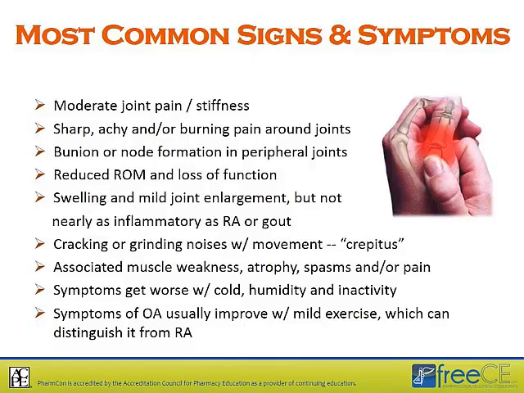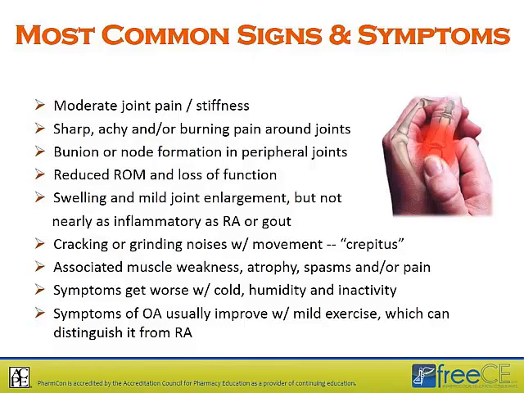Bunion or node formation in peripheral joints is common with OA, especially in the hands, around the knuckles, or the feet, in particular the big toe. Reduced range of motion and general loss of function are common with OA, as is mild to moderate swelling and joint enlargement. But the swelling or inflammation is not severe with OA, and that's a distinguishing characteristic from rheumatoid arthritis or gout.